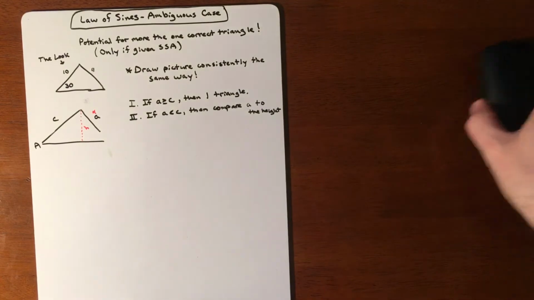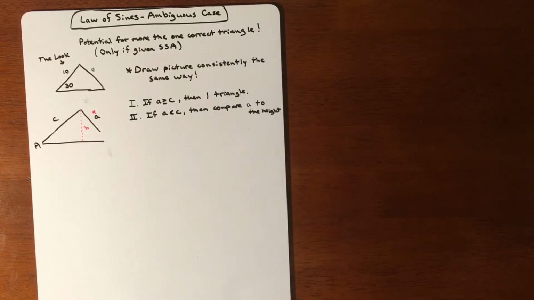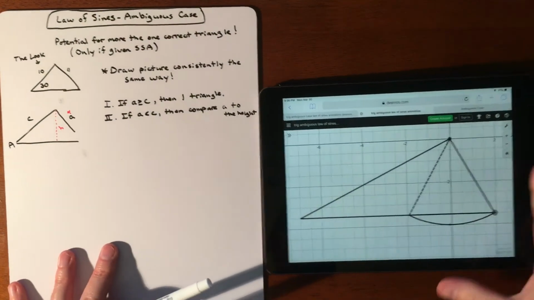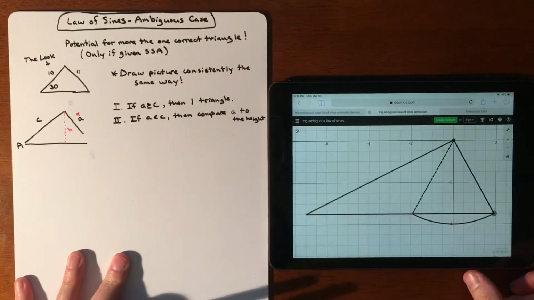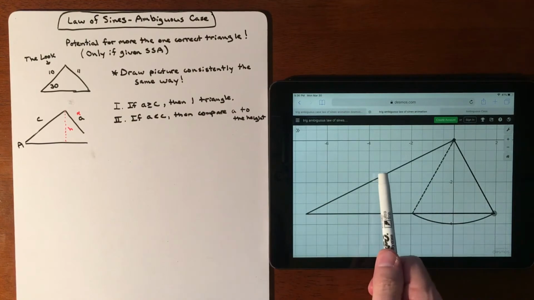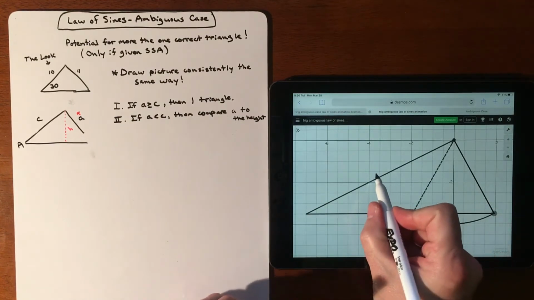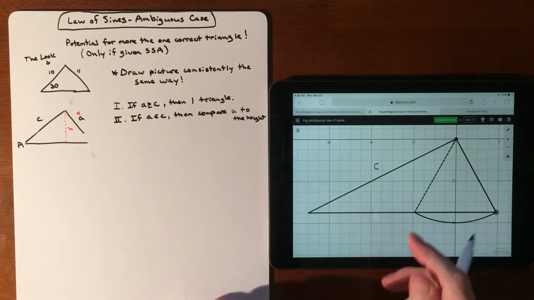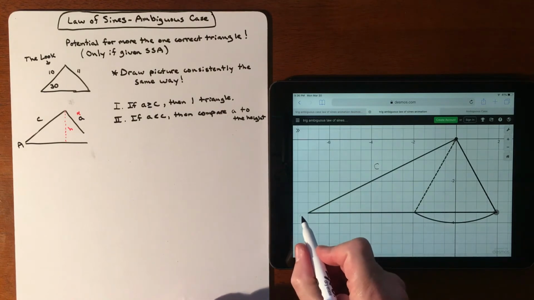First, let's talk about the why. Why on earth is that even a thing? So here's what you've got. Here is our visual. This is the side that we know, so that is C. This is A.